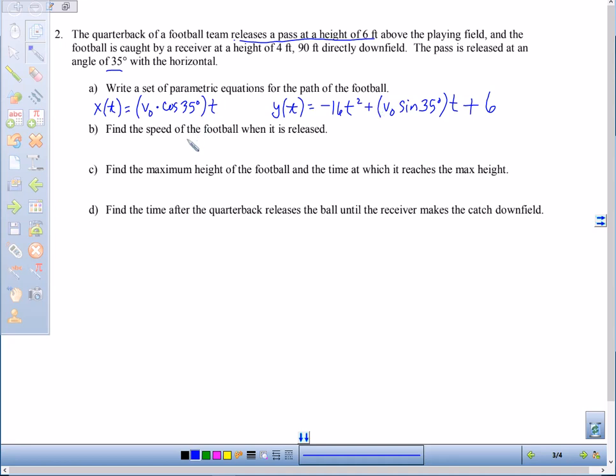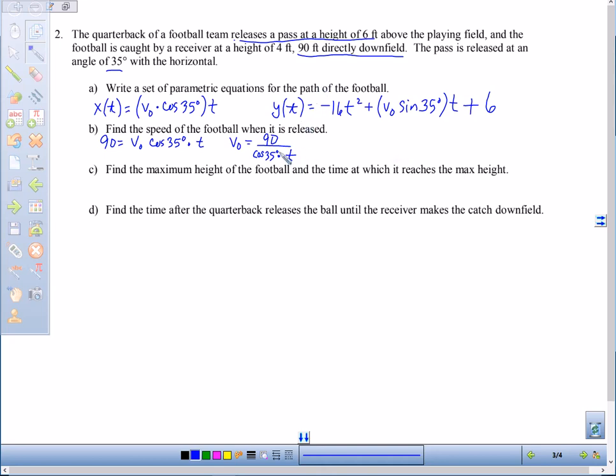Okay, so we're asked to find the speed at which the football was released. We need to solve for V naught. Well, they tell us that this ball was caught 90 feet directly downfield. That's the horizontal distance. So in part B, what I can do is say 90 equals V naught cosine of 35 degrees times time. If I solve for V naught here, I come up with 90 divided by cosine of 35 degrees times t.